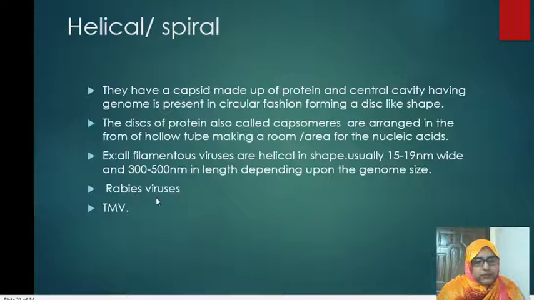An example is the rabies virus, which causes a disease called rabies, which occurs due to the bite of a rabid dog. Another example is TMV, tobacco mosaic virus.